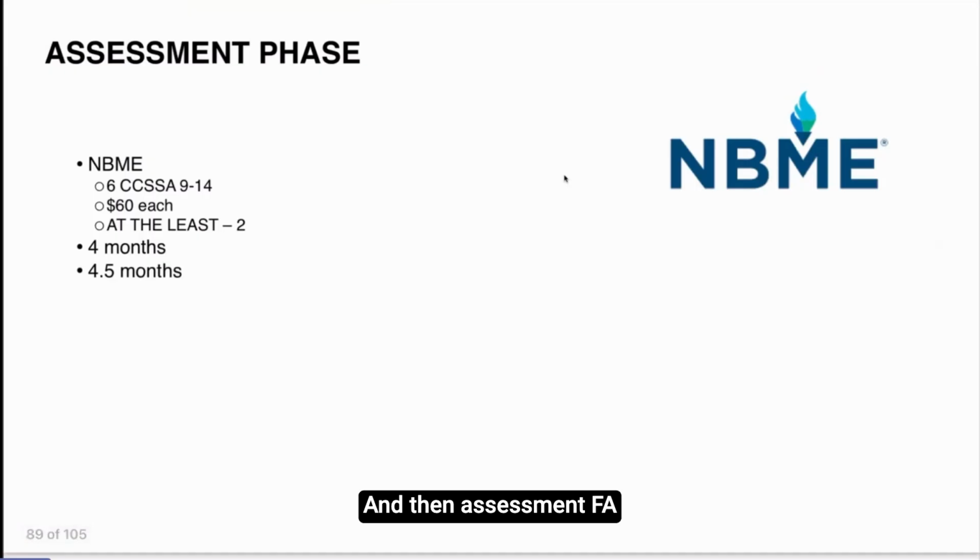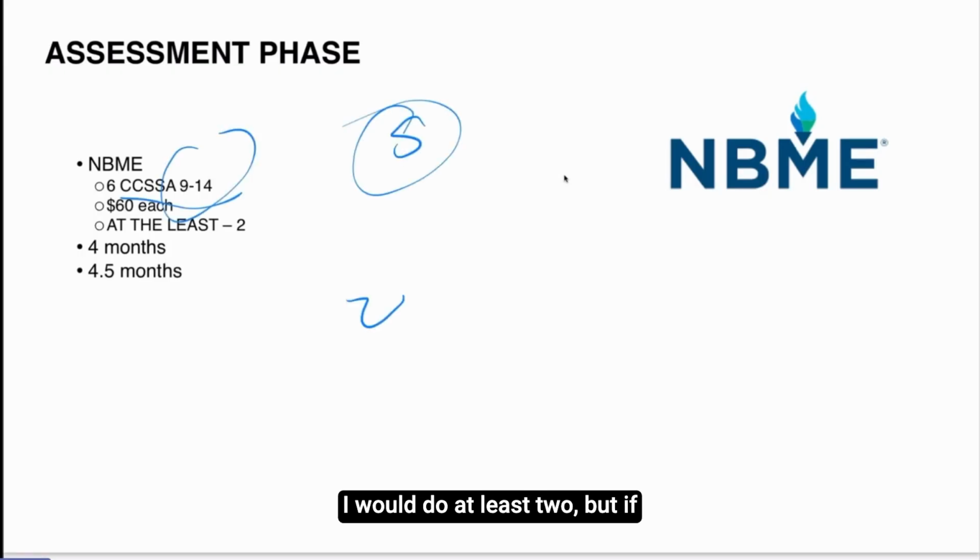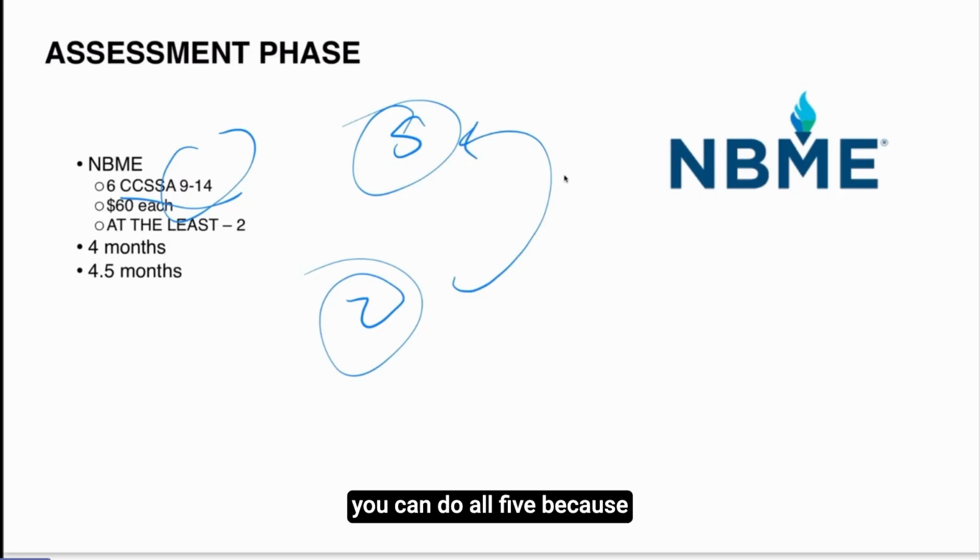And then in the assessment phase, I used the NBMEs. Here they are called the CCSSAs, 9 to 14. There's 5 of them. I would do at least 2, but if you can, do all 5, because it's a significant predictor of your score going up. I did them at my 4th month to 4.5 months of preparation.